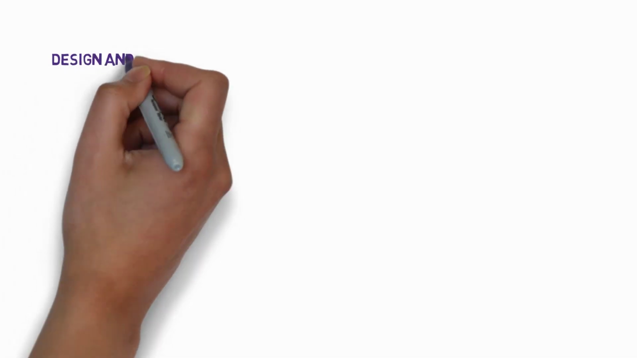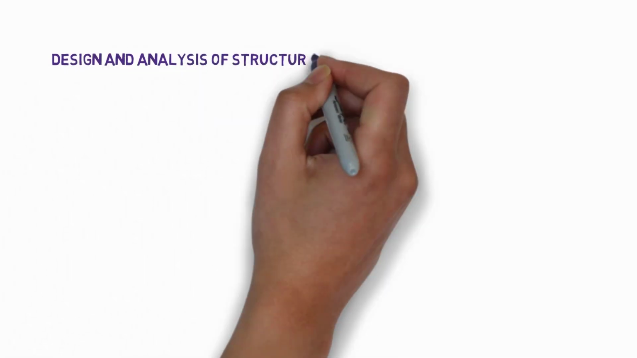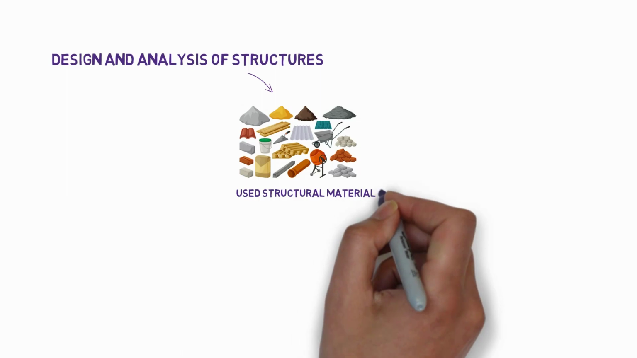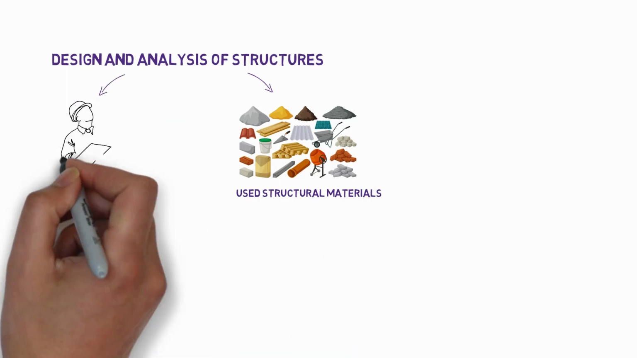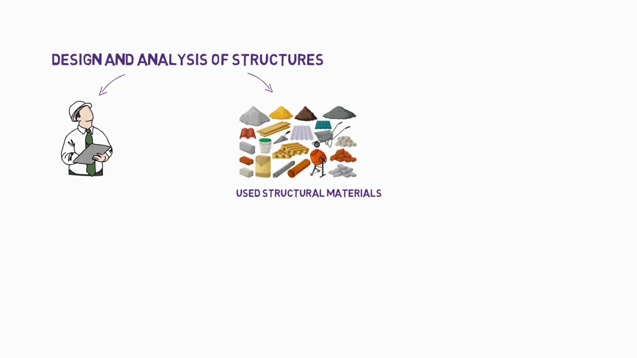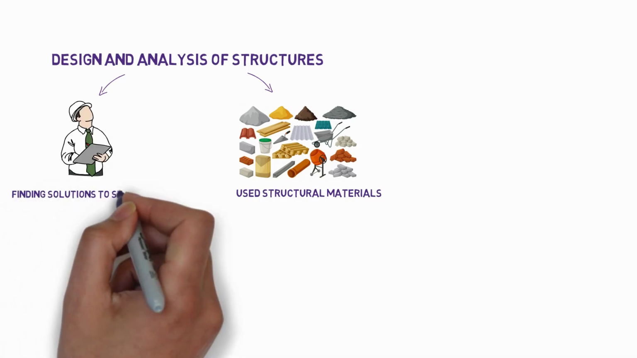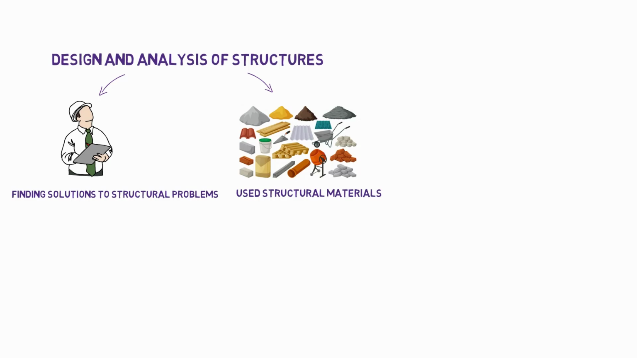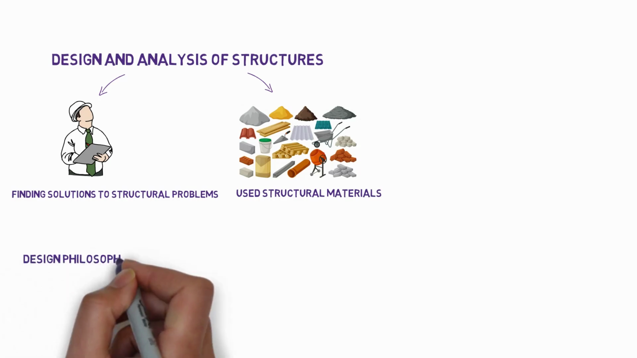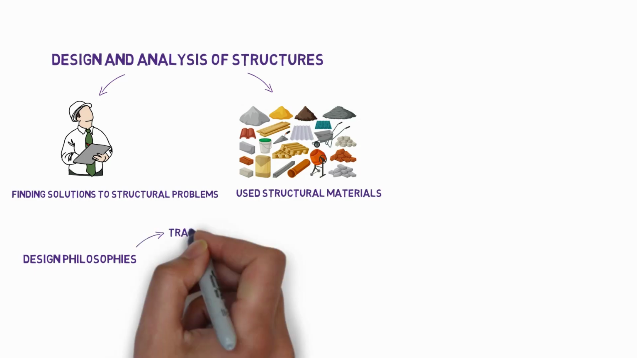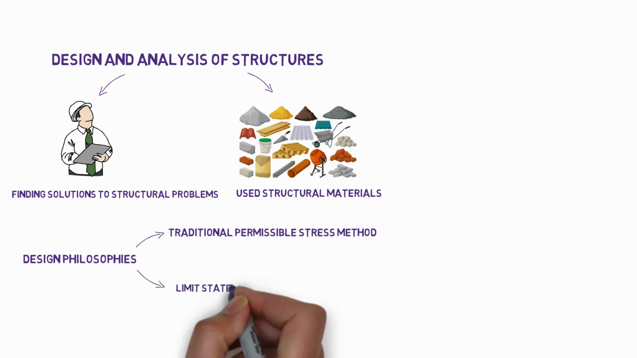This tutorial is about the design and analysis of structures in the commonly used structural materials. We will start by looking at what we mean by these words, and then go on to explain the process that designers perform in order to successfully evolve solutions to structural problems. Finally, two distinct approaches or design philosophies are explained: the traditional permissible stress method, and the more modern limit state method.